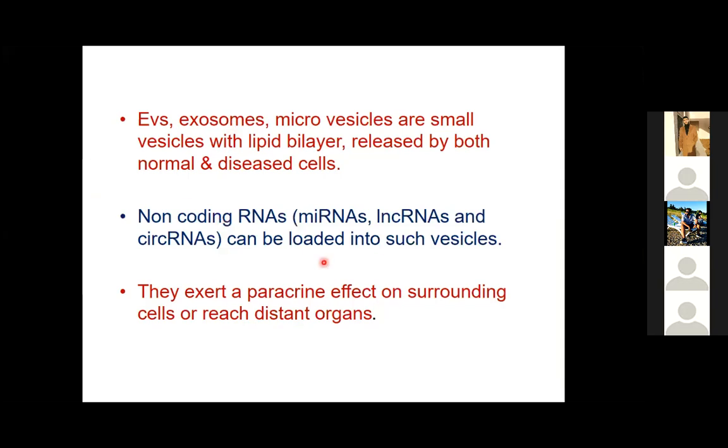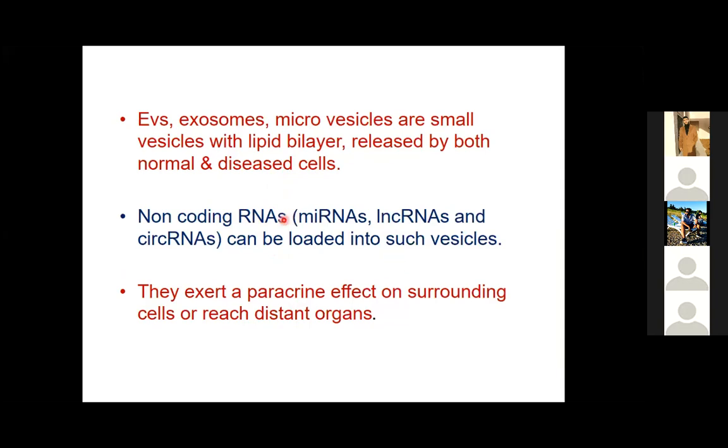These exosomes are for intercellular communication. The exosomes can carry proteins to a neighboring cell. Now we discovered that they carry genetic material. These exosomes are surrounded by a lipid bilayer, and they can be released by a normal or a cancer cell. So let's imagine if the cancer cell released an extracellular vesicle containing non-coding molecules like microRNAs, or non-coding RNAs, or circular RNAs. All of these can be loaded into these vesicles.